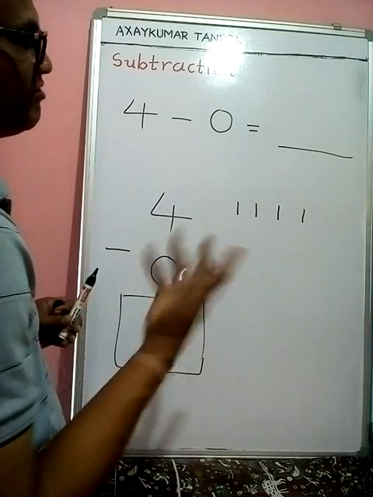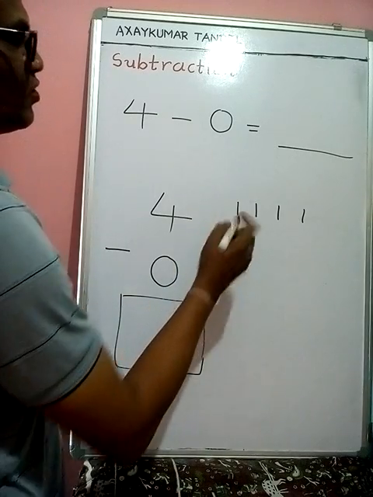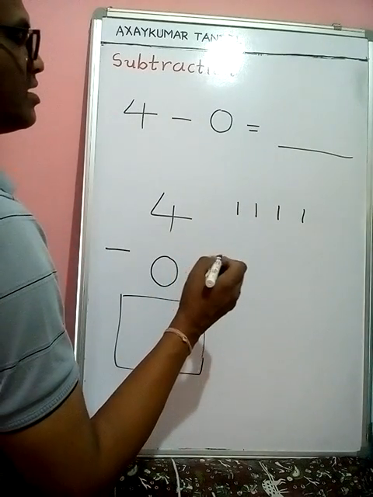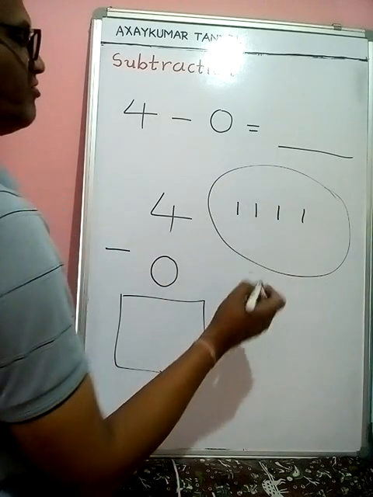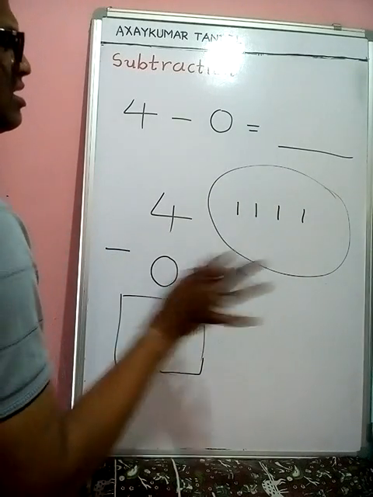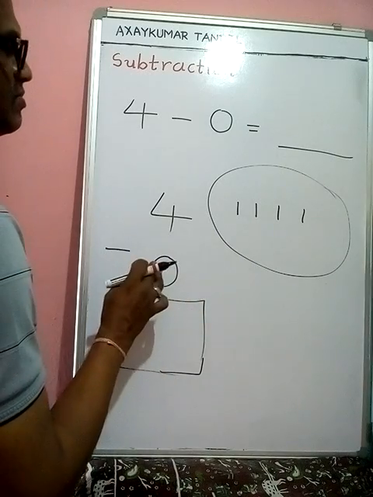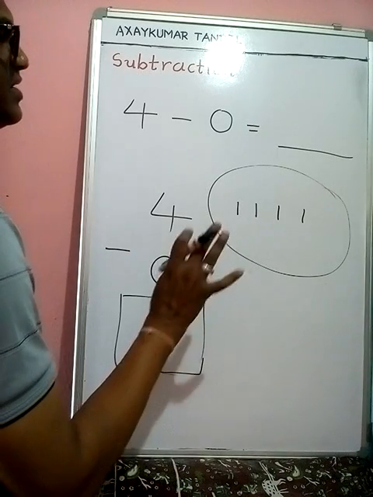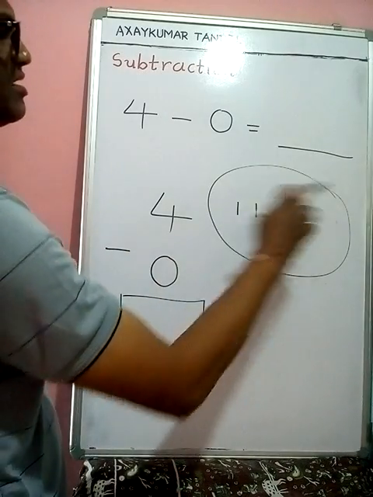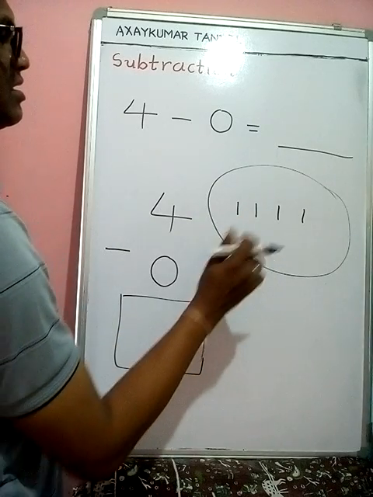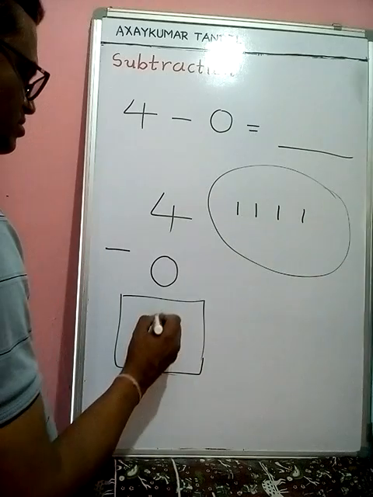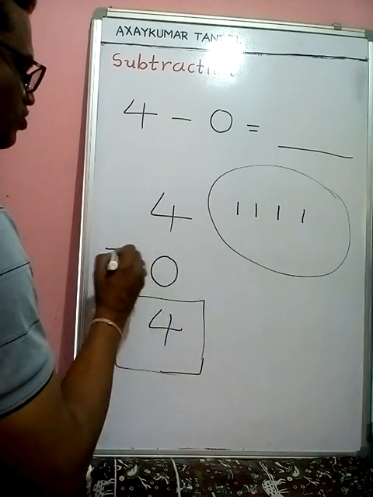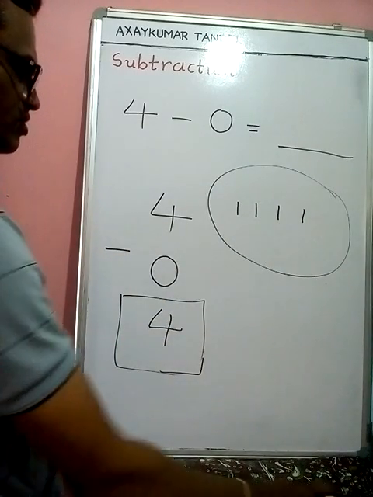0 means empty. We will not cut any lines. How many saving? We count. If we no cutting, 0 means empty. Okay? 0 means nothing. We will never cutting any lines. How many saving? 1, 2, 3, 4. Therefore 4 minus 0 is equal to 4.